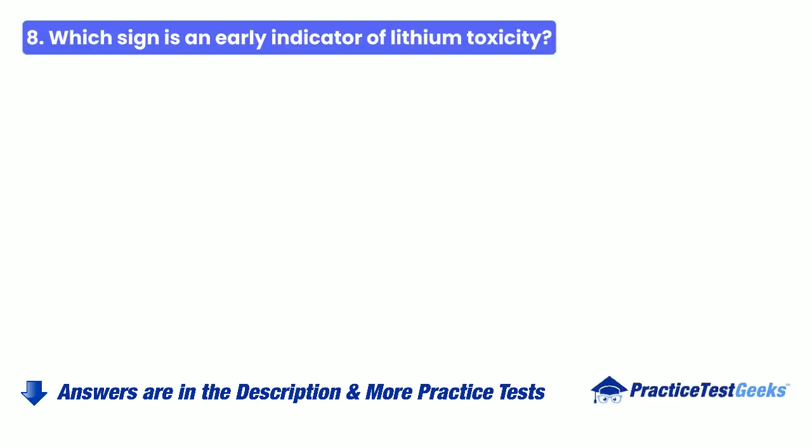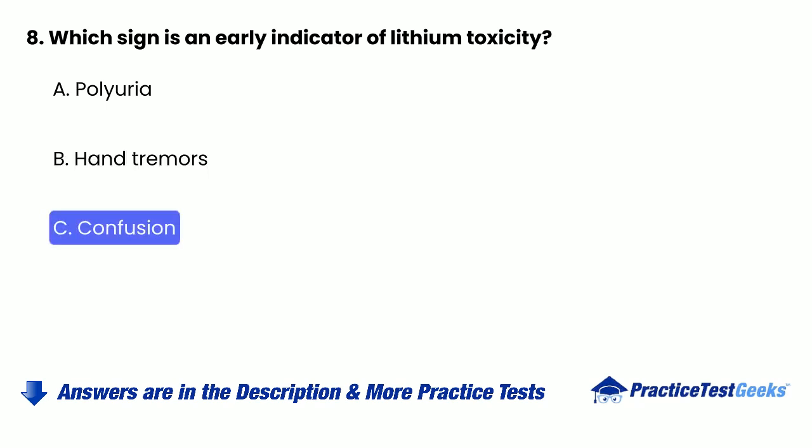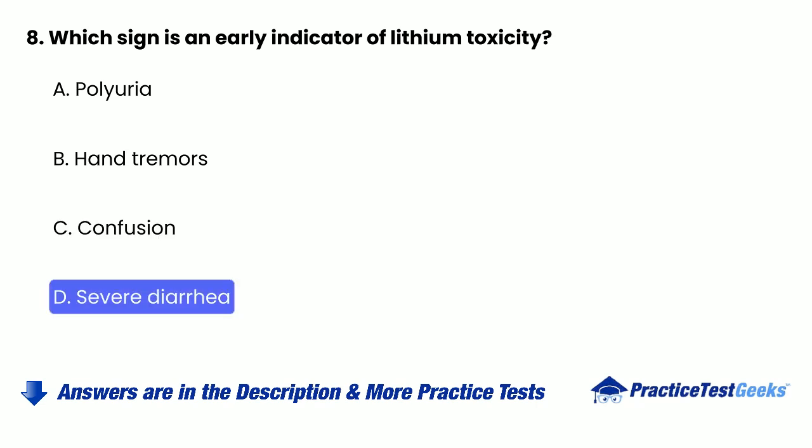8. Which sign is an early indicator of lithium toxicity? A. Polyuria. B. Hand tremors. C. Confusion. D. Severe diarrhea.